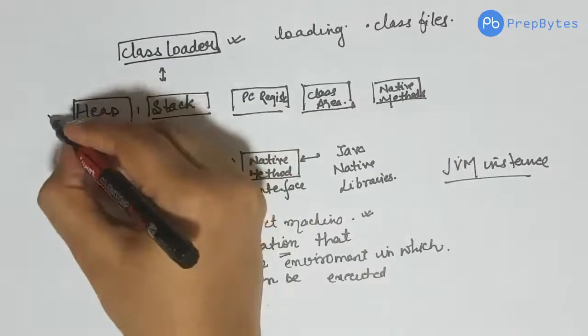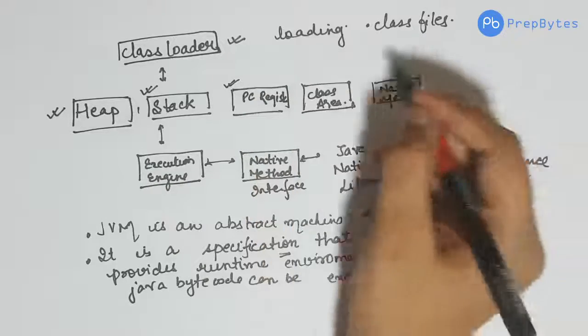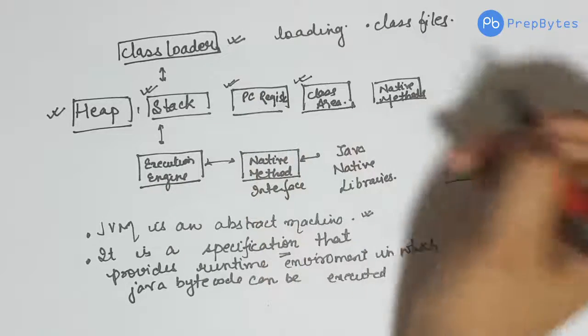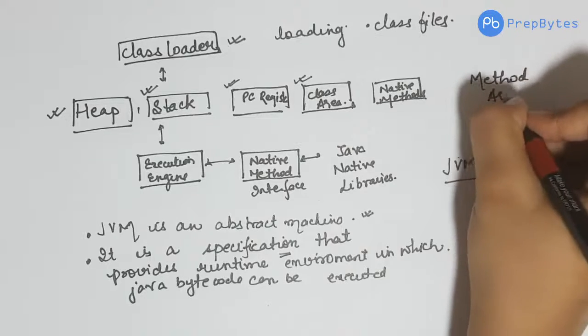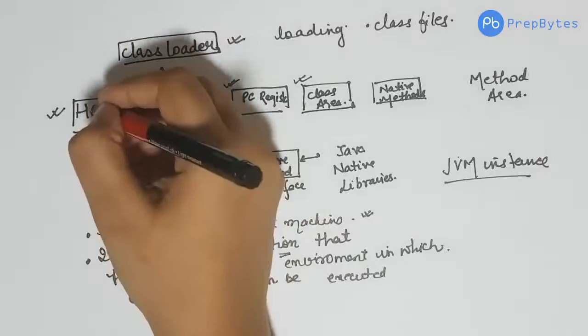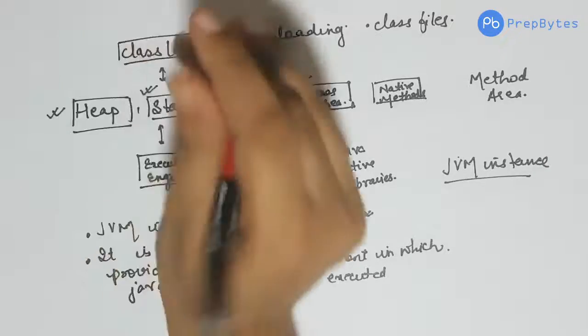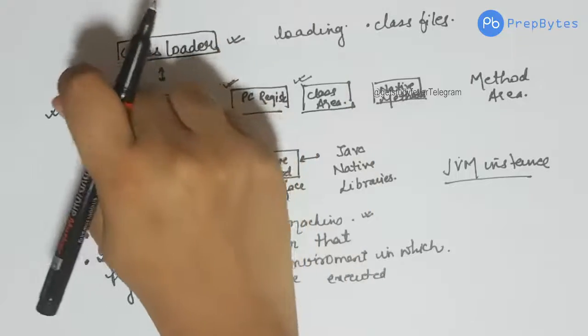Then we have a heap area, we have a stack area, we have registers, we have class area. This is also known as method area. So what happens in heap is a part of memory in which we store information about all objects. So whatever is related to an object is stored in a heap area.